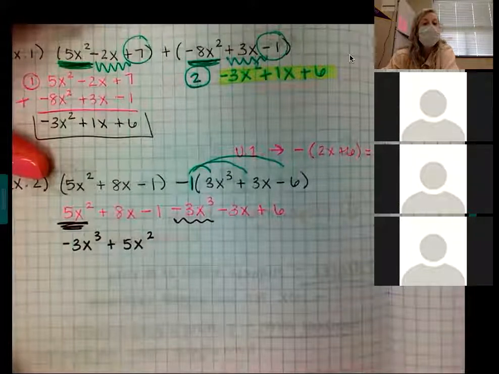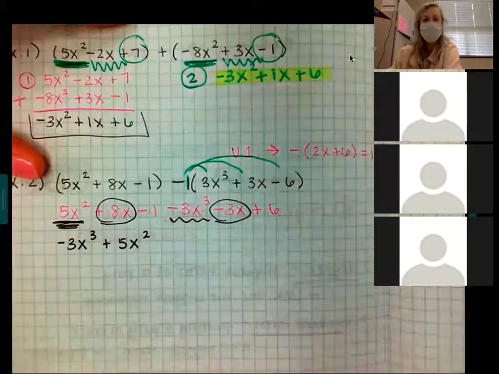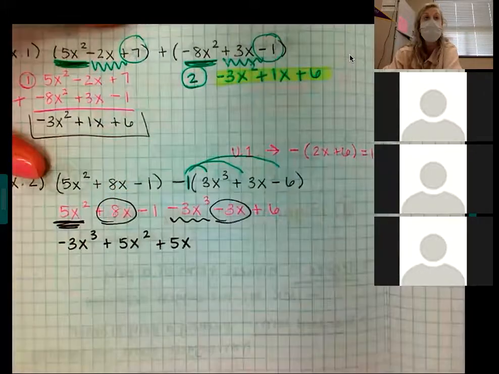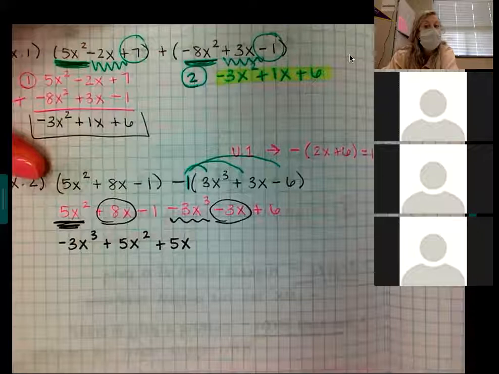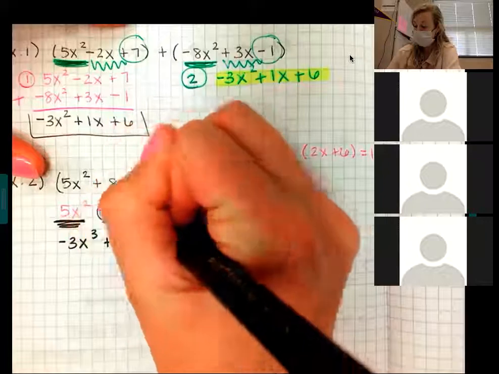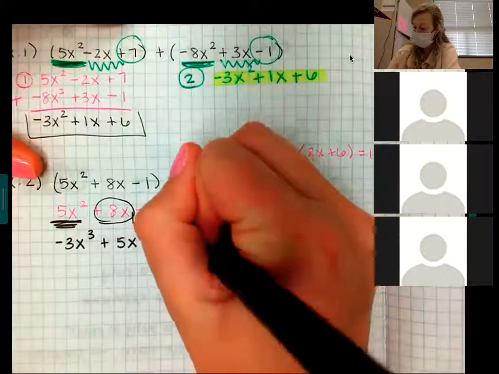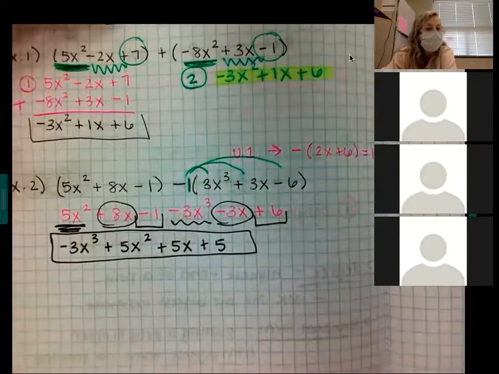What do y'all see we could combine next? Positive 8x and a negative 3x. What's 8 minus 3? Positive 5x. So those we could combine. Is everybody okay so far? And then y'all said we're left with negative 1 and a positive 6. What's negative 1 plus 6? Plus 5. Everything had a 5 but that one thing out front. So this would be your simplified answer.